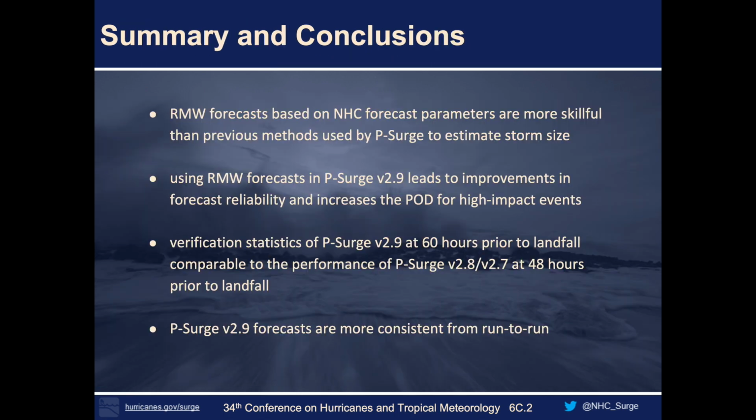So just to summarize, the RMW regression forecasts that are based on NHC forecast parameters tend to be more skillful than the previous methods used by P-Surge to forecast RMW. And using these RMW forecasts in version 2.9 of P-Surge leads to improvements in reliability and increases the probability of detection for high-impact events. P-Surge 2.9 should become operational in about a month or so.